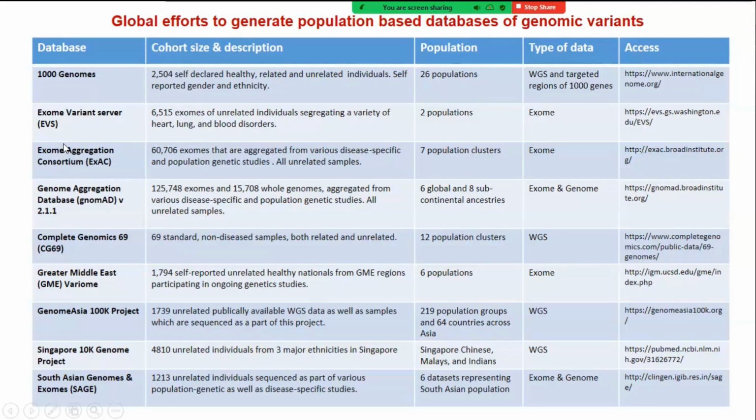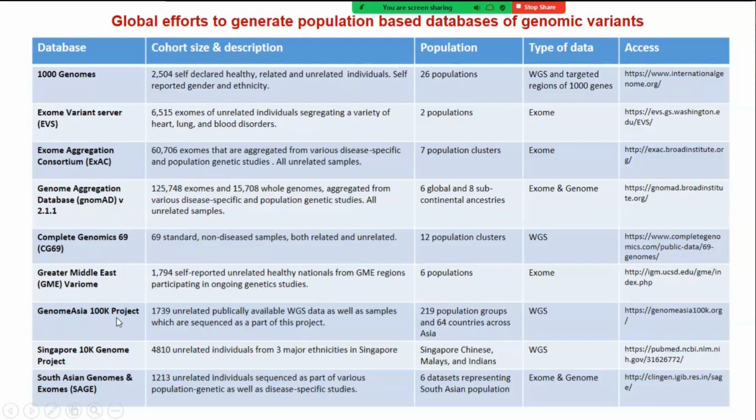The initial database was created from exomes. Then we had the ExAC. The ExAC got converted into the genome ID. This gnomAD is the most commonly used database now because it has more than lakhs of genomes aggregated there. And then you have certain small databases like the Greater Middle East. So Middle East people got together and formed their database.